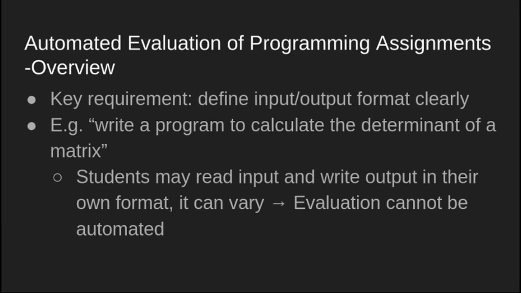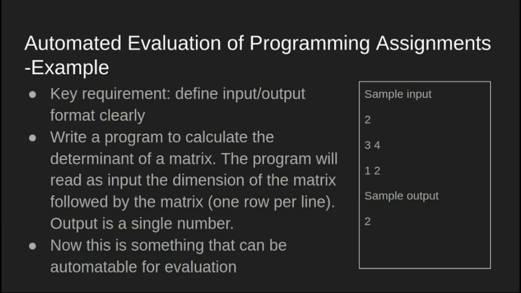Now, if you say only this much, then the students may read their input, which is the matrix, and write the output, which is the determinant, in whatever format they choose. Now, you can evaluate it. You will have to sit with the student as she runs the program, gives the input herself, shows the output herself. You can do the calculation that the determinant is correct, but you will have to sit and do it manually. Instead, if you define the input and output clearly, you can try and automate it.